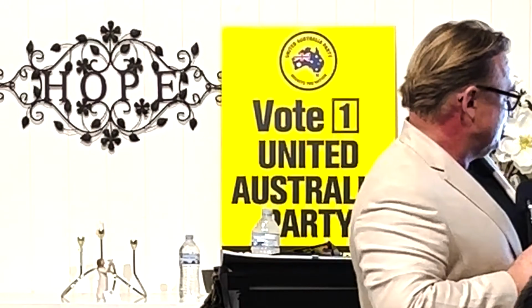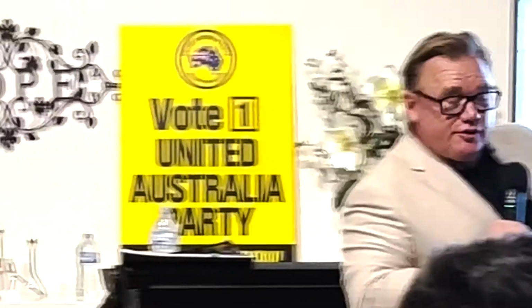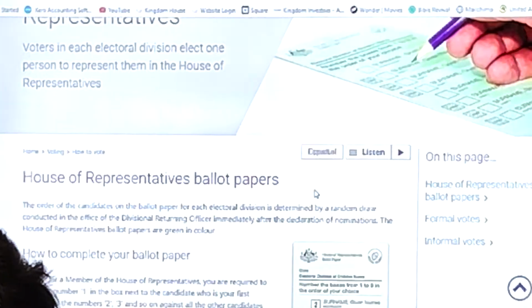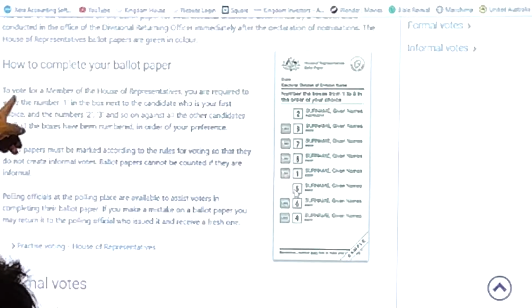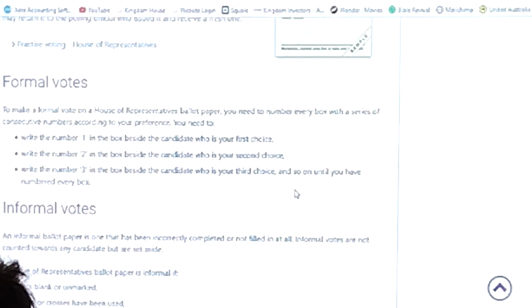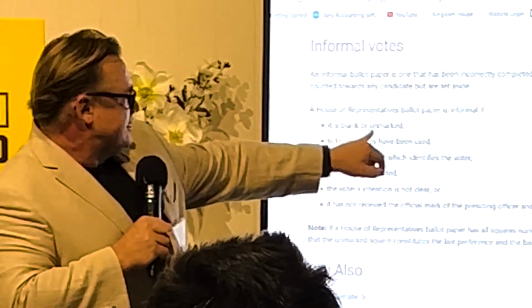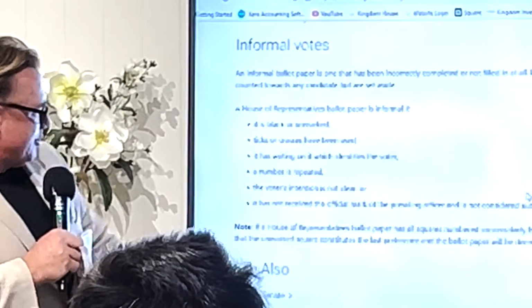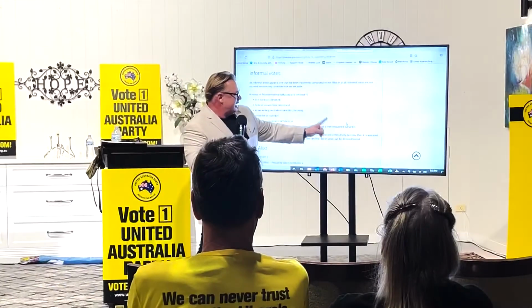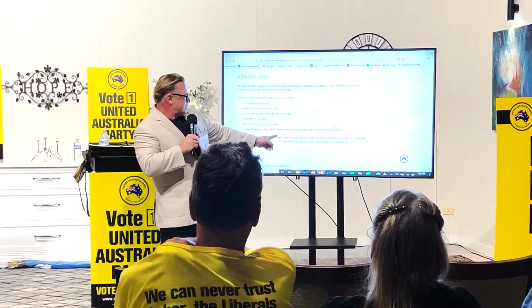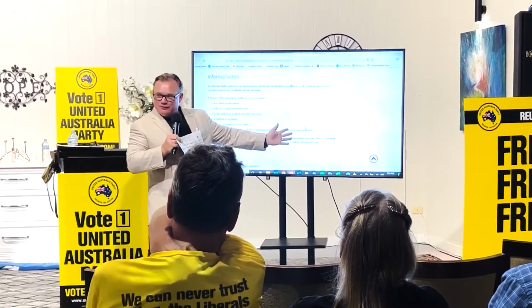Actually, Jace, bring up that Word document and just hit on the top 2 lines, just hit here. So for example, House of Review, if you click, that's just a hot link. This is the AEC website. Let's just scroll up a little. Here it tells you exactly what you have to do. Come up a bit more, it tells you what's a formal vote. It also, come up a bit more, what's an informal vote. It says it's a blank or unmarked, and it goes through each one. It says here, if a House of Representatives ballot has all squares numbered consecutively but 1, then it is assumed that the unmarked square constitutes the last preference. So you see how that works, and therefore it's valid.